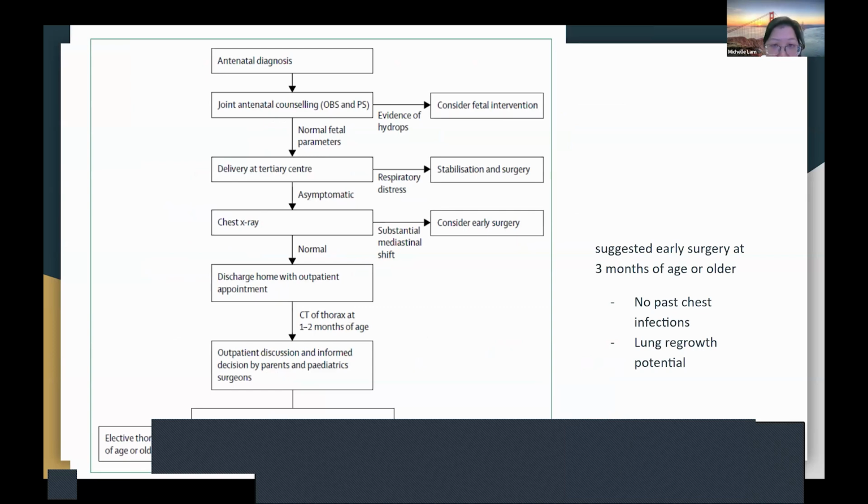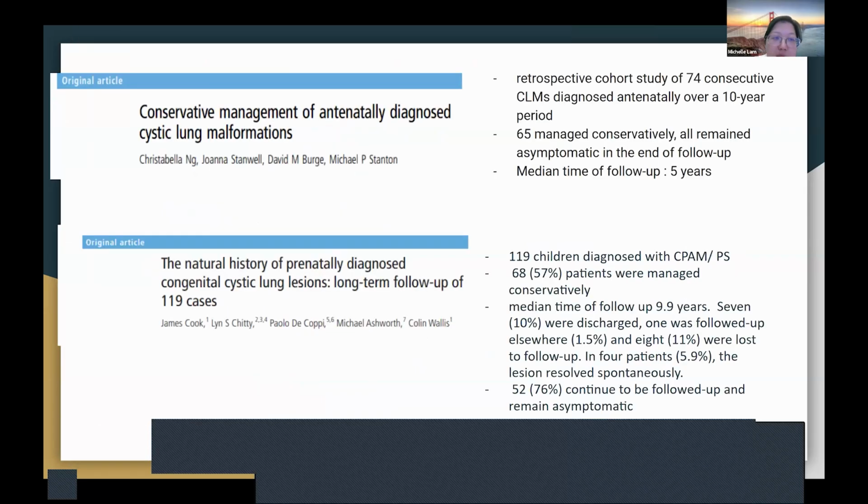These are also some of the flow charts shown by other studies, suggesting that they should undergo CT and X-ray at a certain age and discuss surgery. This is another paper, a retrospective cohort study of 74 consecutive congenital lung malformations diagnosed antenatally over a 10-year period. Most of them were managed conservatively, remaining asymptomatic with a median time of 5 years.